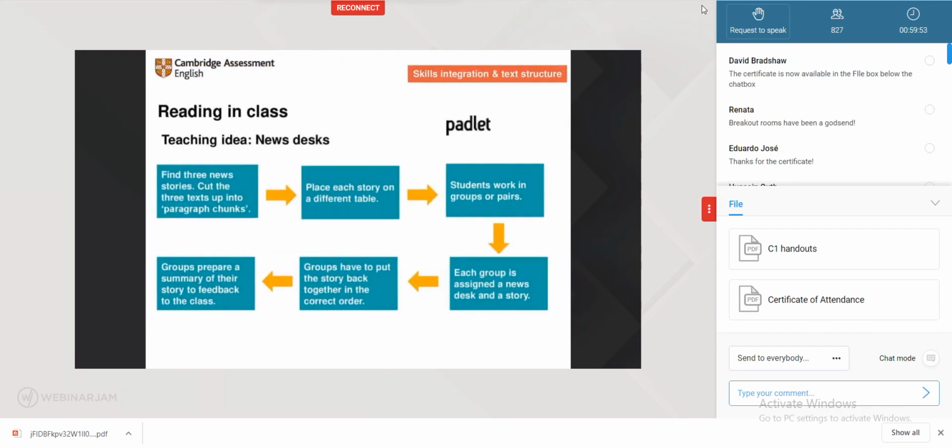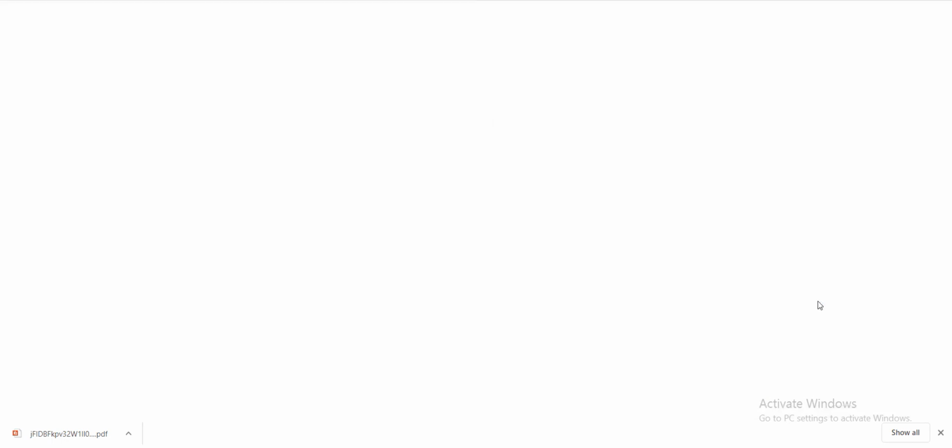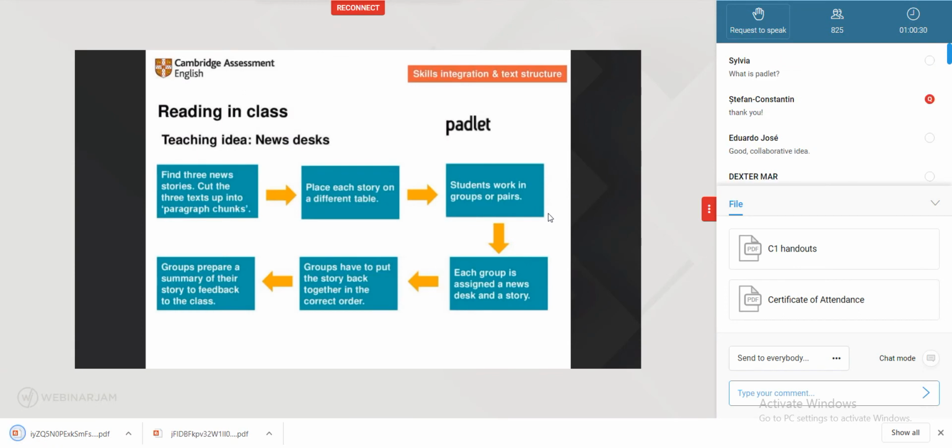This is a really nice idea which could be easily achieved online. You think, Victoria? Yeah. I think that we can use Padlet for this. We can find 3 news stories, cut them up into paragraph chunks, and place each of them on a different table or on a different Padlet. Students work in groups or pairs, depending on the size of your class. Each group is assigned a news desk and a story. And then they have to reorder, put the story back together, which is using higher order thinking skills, and prepare a summary of their story to feed back to the class.